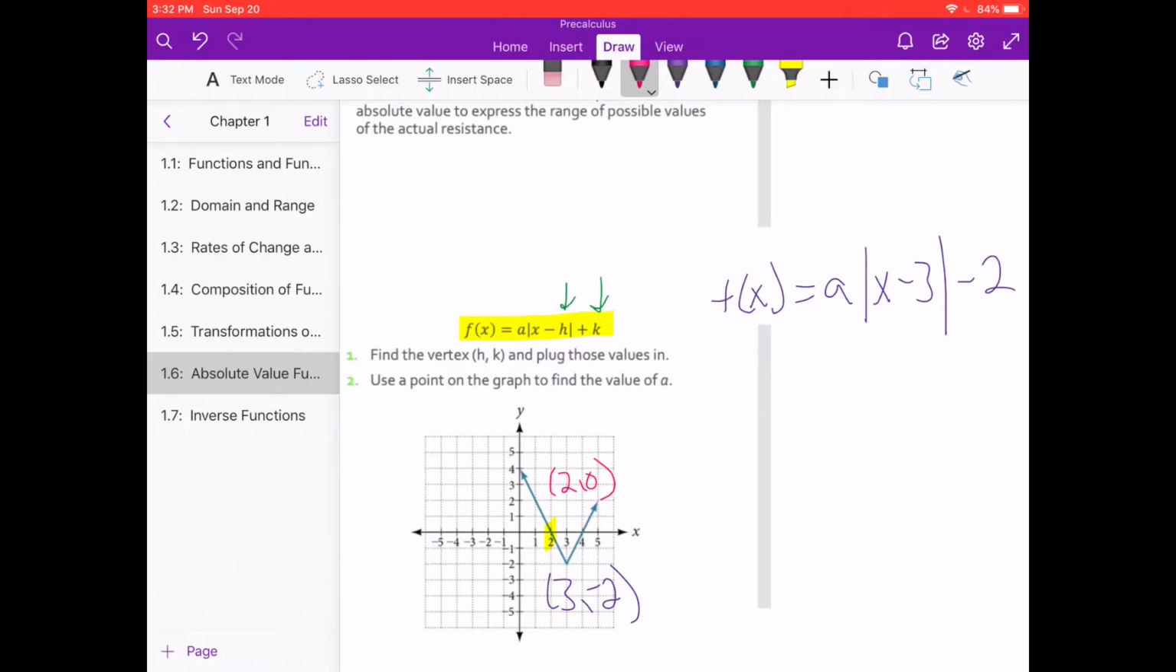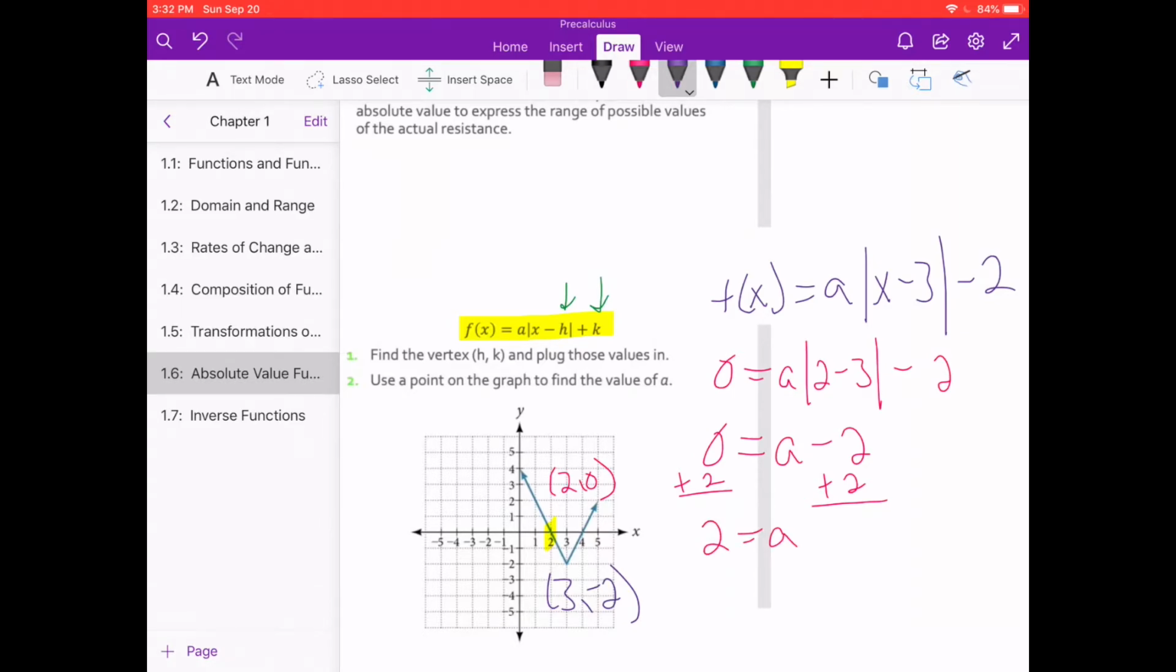So I'm going to plug it in. f of x is going to be 0, that's our y value, equals a times the absolute value of 2 minus 3, minus 2. 2 minus 3 is -1, and the absolute value of that is just 1. So we have 0 equals a minus 2. Add 2 to both sides, and we get that a is equal to 2.